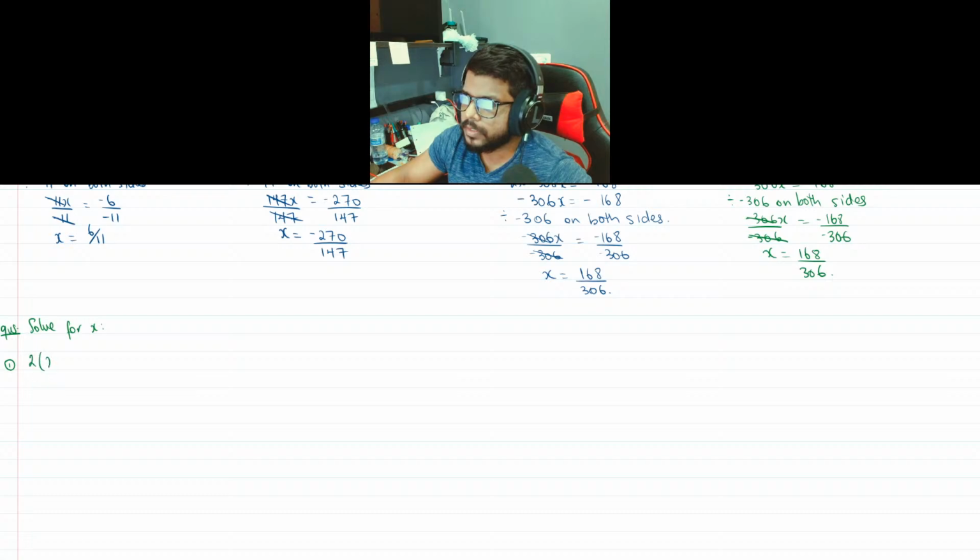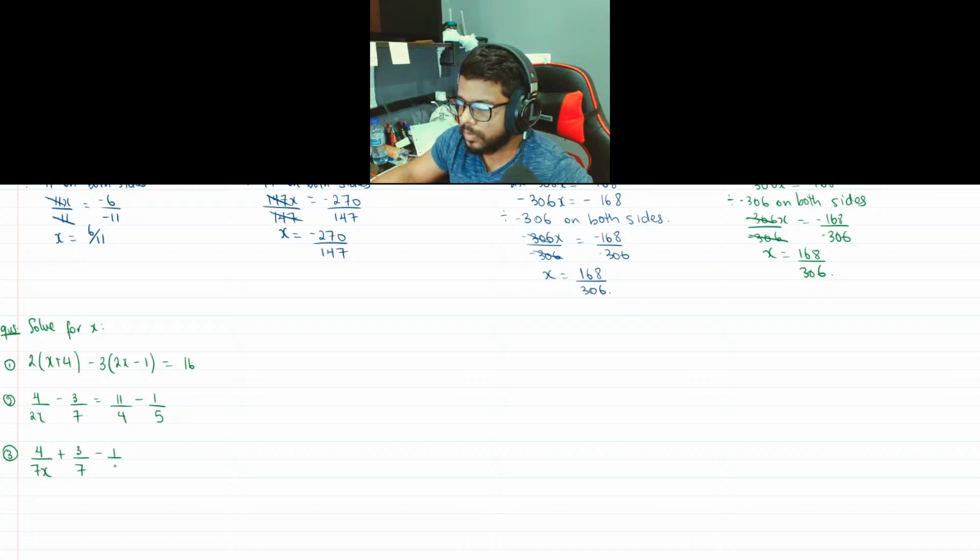Solve for x. Number 1, 2 into x plus 4 minus 3 into 2x minus 1 is equal to 16. Number 2, 4 over 2x minus 3 over 7 is 11 over 4 minus 1 over 5. And 3, ask questions now as I'm writing this down. And number 3, 4 over 7x plus 3 over 7 minus 1 over 6 is equal to 2/3 plus 1 over 2. All right, so give this one a try.